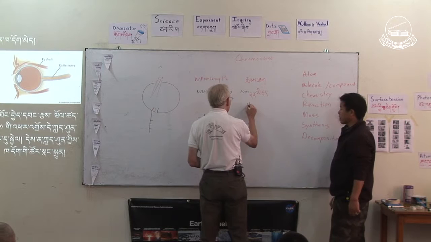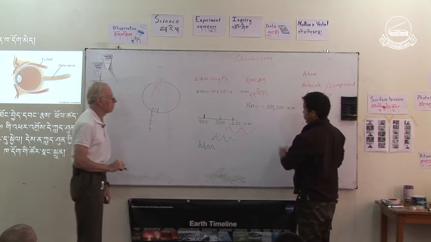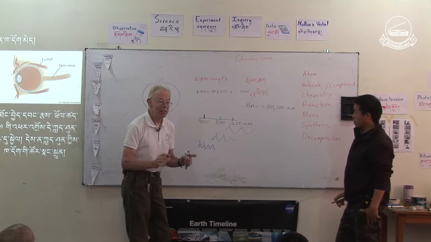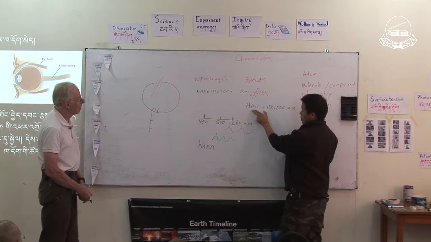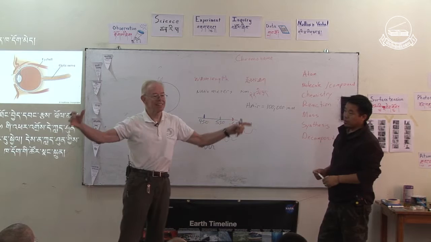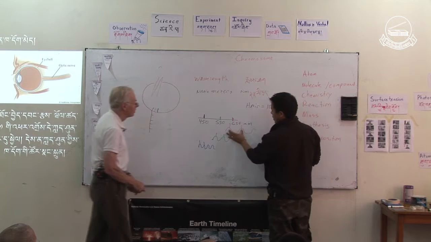A human hair is 100,000 nanometers. So a human hair would be 100 times longer than the wavelength of red light. A human hair would be as big as this building, if this were the wavelength of red light. So these are very small things.